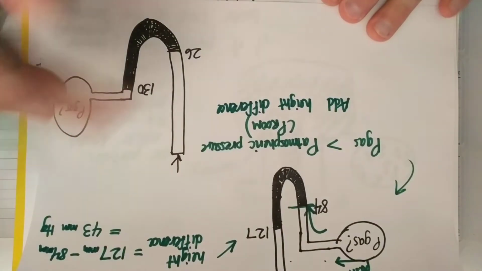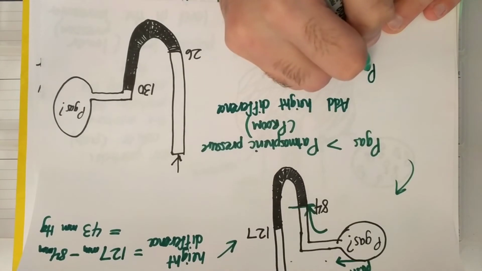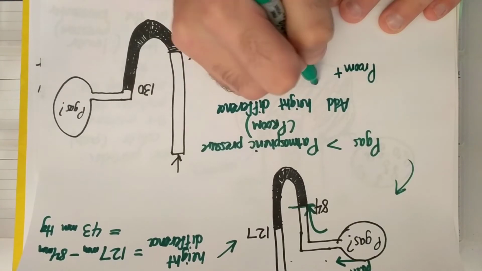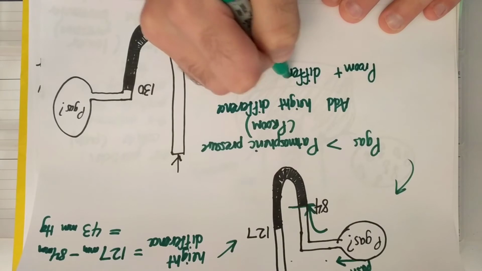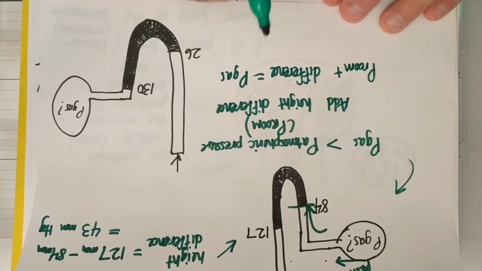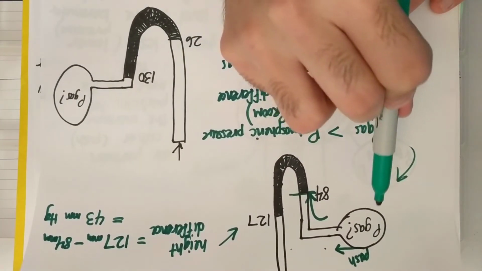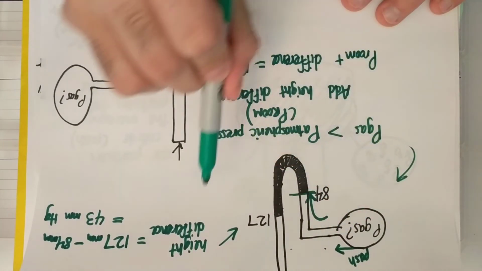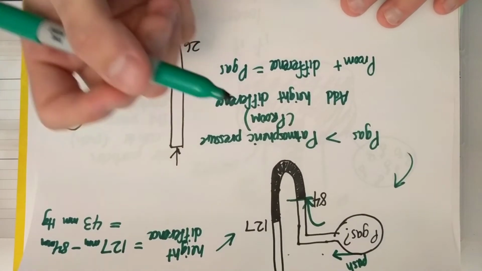So if I do this math, I should do P of the room plus the difference equals P of the gas. Okay, and I only do this if it looks like my gas is pushing down against the atmosphere. I have to add to it.